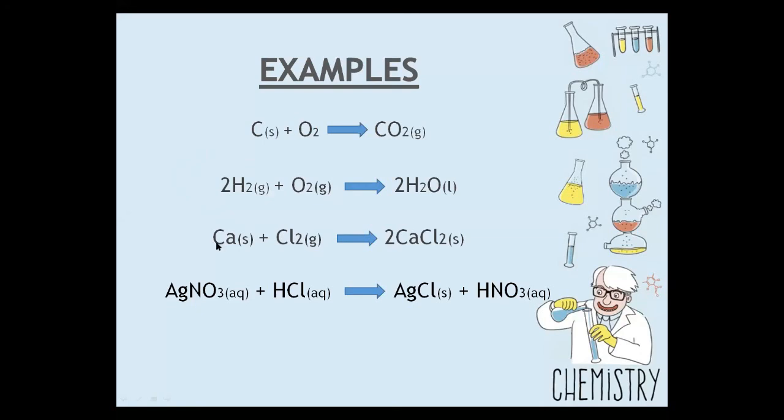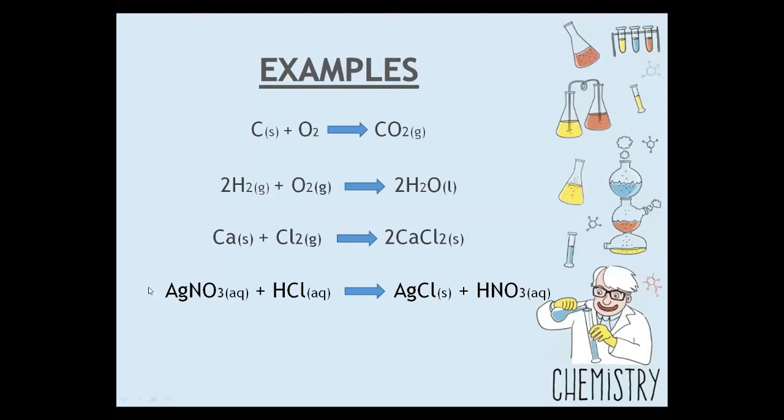In the third example, when calcium reacts with chlorine, here calcium is in solid form and chlorine is in gaseous form. When one atom of calcium reacts with one molecule of chlorine, two atoms of chlorine, the product is calcium chloride, CaCl2, and this calcium chloride is in solid form. So we will write S in front of calcium, G in front of chlorine because it is in gaseous form, and S in front of calcium chloride because it is in solid form. Our product is in solid form.